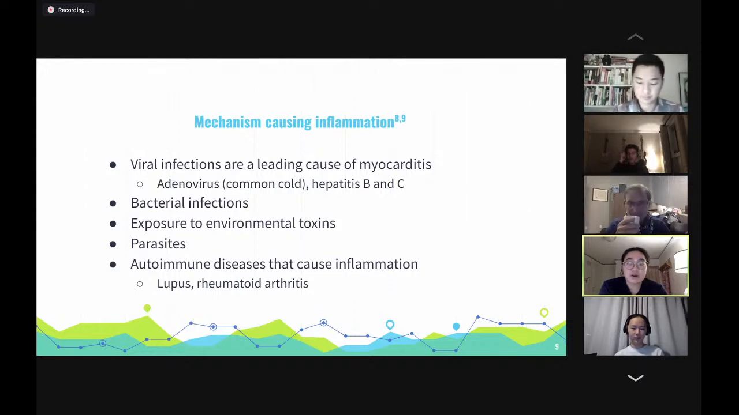Individuals who have an autoimmune disease that causes inflammation, such as lupus or rheumatoid arthritis, are also susceptible to myocarditis. But the link between all these potential causes is that inflammation occurs during the course of infection, and this puts stress on the heart that sometimes remains even after the infection resolves. Though there are many potential causes, the risk of actually developing myocarditis is very rare.